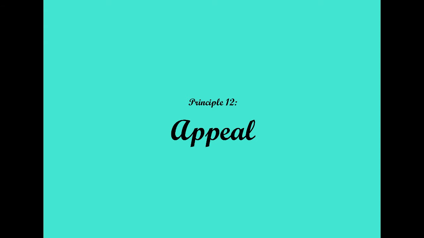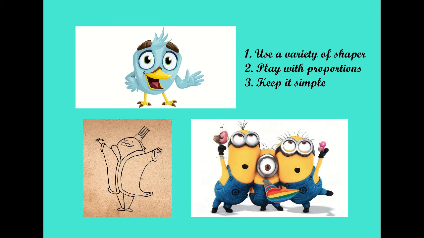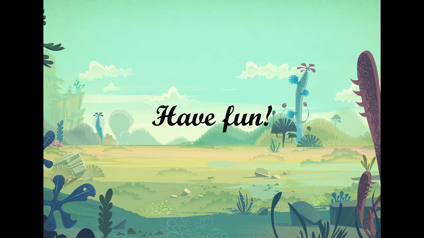The final principle is appeal. In the end, your animation should still be appealing to look at and have personality. It can be hard to create something that's appealing to everybody though, so some simple ways to do this include using a variety of shapes, playing with proportions, and keeping it simple. This will make your animations more dynamic and interesting.